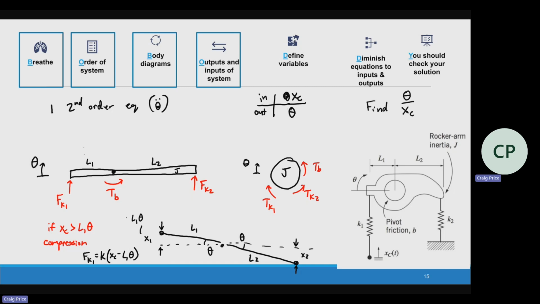Again, anytime I've got a theta multiplied by this, which is in radians, the radians go away. So K is newtons per meter. If I have meters squared, this becomes Newton meters. So that's another way I can kind of check. Yes, it's torque. It should be Newton meters.